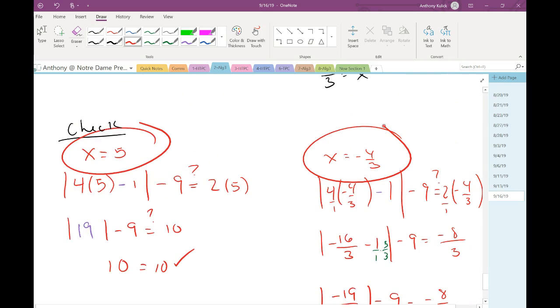So I have two answers in this case. Remember I told you, just because you had an x outside of the absolute value, you could still get 1, 2, or none as answers, right? We'll stop here.